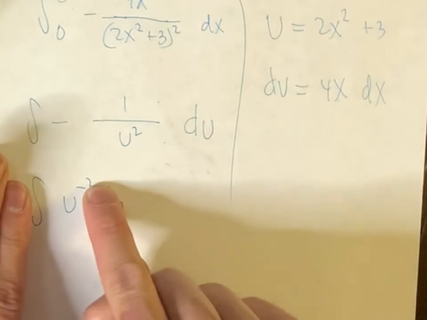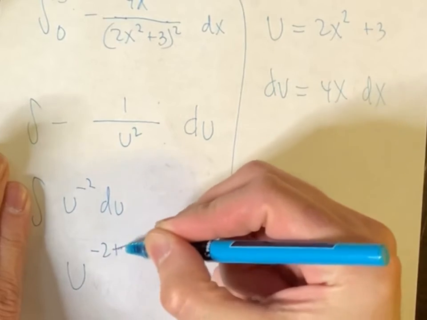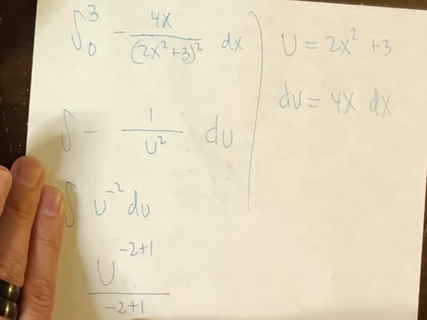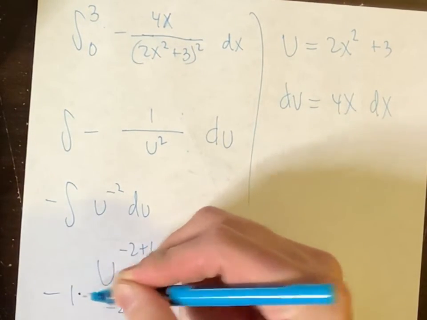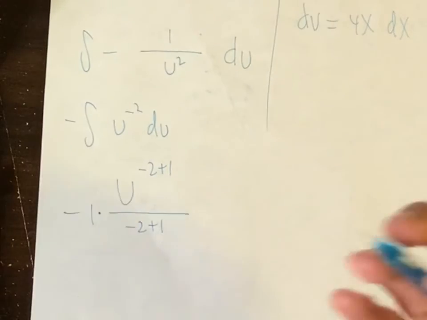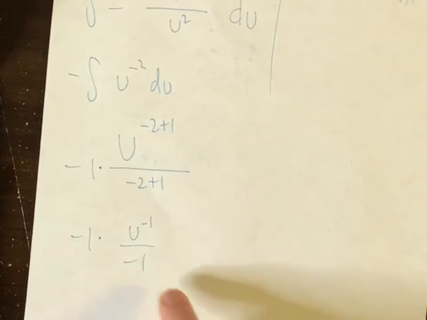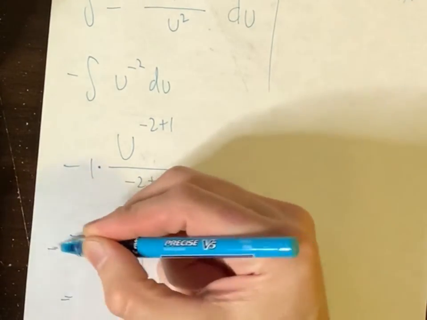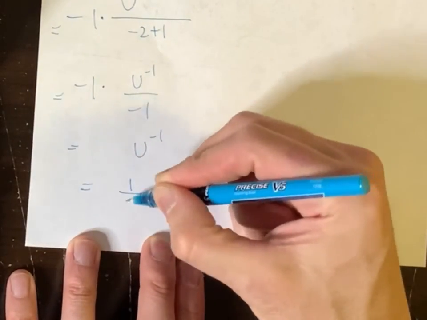How do I take the antiderivative of this? Well, you add 1 and divide by that new power. Remember that? That's like the power rule, but backwards. You add 1 to the exponent, divide by that new exponent, and then you can keep that negative in the front if you want. That's -1 times this. And let's clean this up. So this is -1 times u to the -1 over -1. These negatives knock out. So really it's just u to the -1. And u to the -1 is just 1 over u.